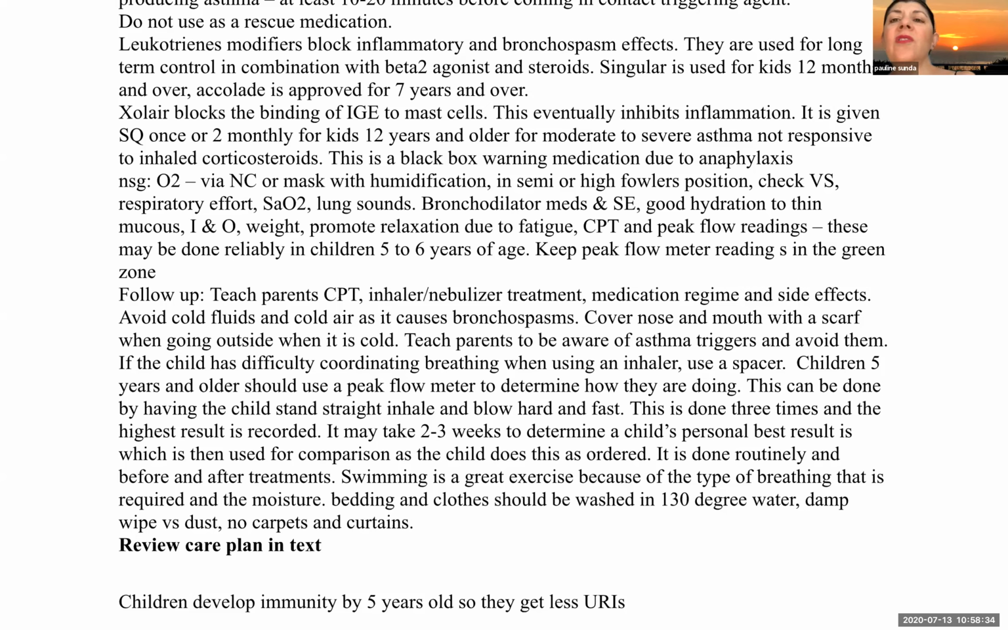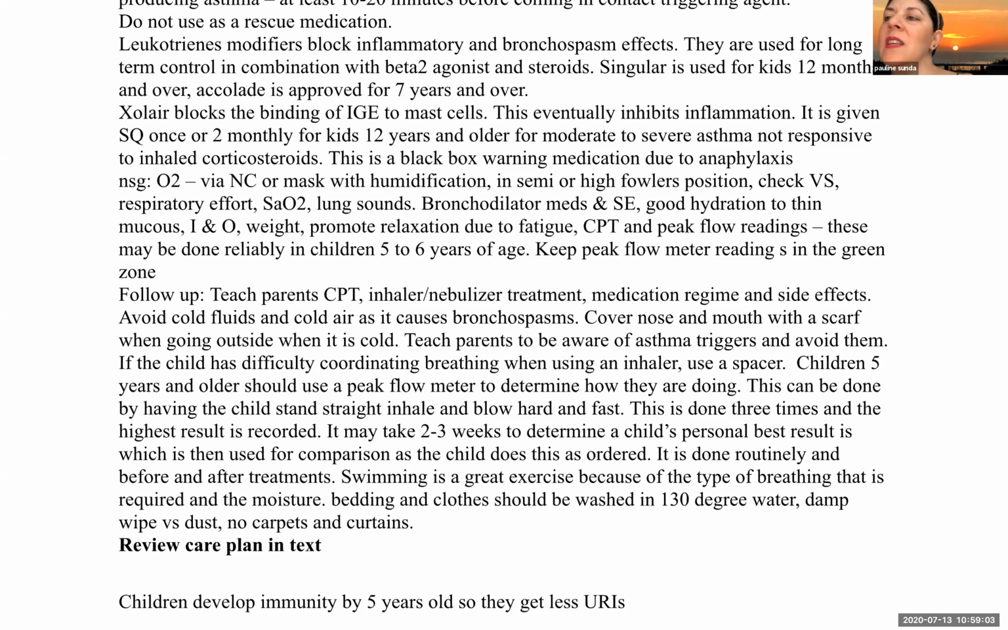In general, as nurses, what do we need to think about? Obviously, maintaining adequate oxygenation in this child is going to be critical. It may be necessary with a nasal cannula or a mask. And remember, use humidification. They may be positioned in a semi or high Fowler's position. Monitor the vital signs, SaO2, respiratory effort, and lung sounds. Bronchodilator medications and side effects we also have to monitor for, as well as teaching the parents about them.